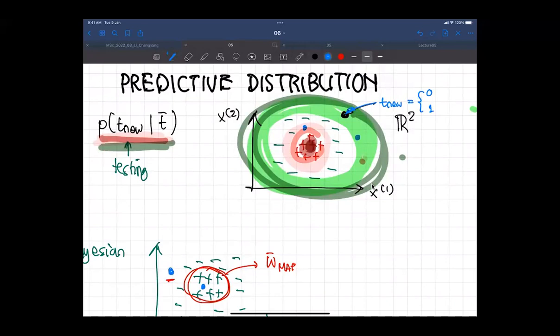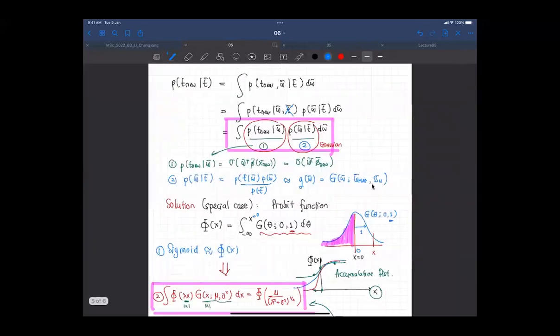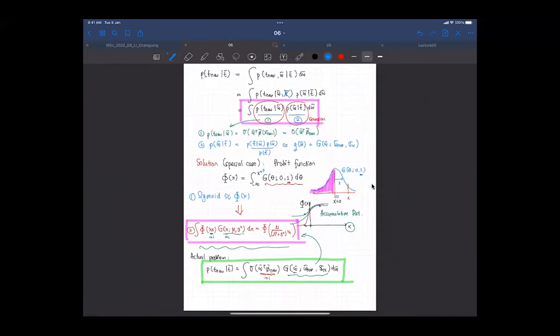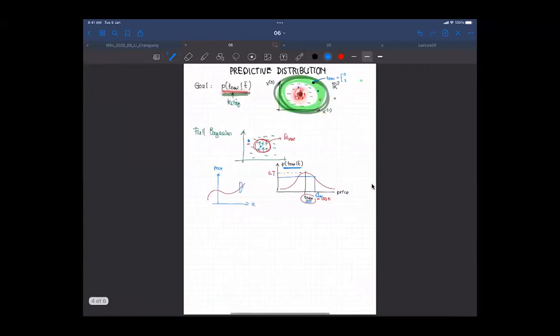Because if you go to the next page, the TU is either 0 or 1. So we want to know the probability whether it's going to be positive or negative. Any other questions?